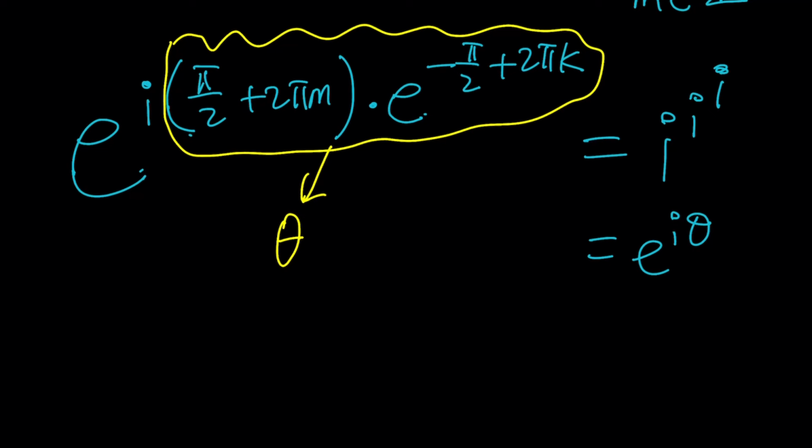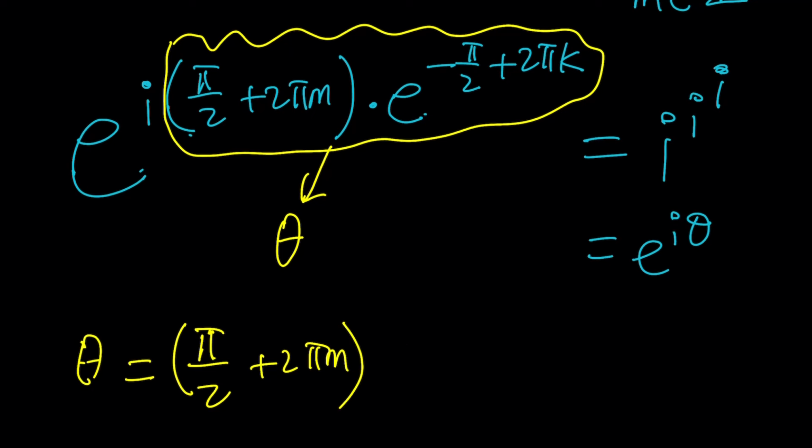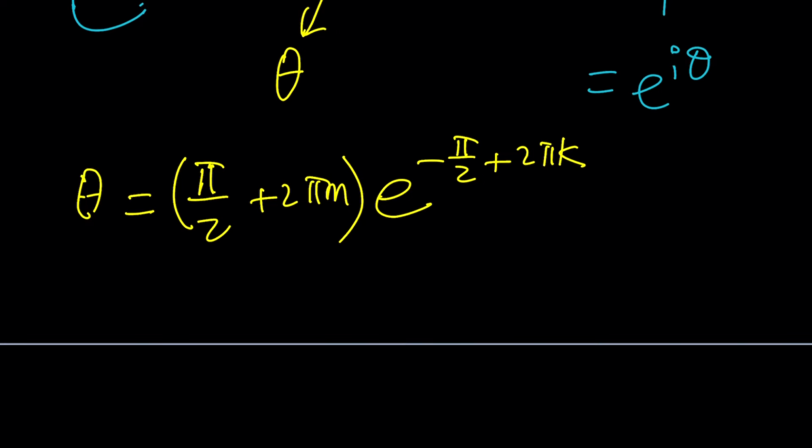And then we're going to check Wolfram Alpha and also our answer in a different form. So that's theta. So the solution to this equation is pi over 2 plus 2 pi m multiplied by e to the power negative pi over 2 plus 2 pi k. Make sense? Okay, that will be our theta. And guess what? This is real. It's kind of hard to believe, right? Really? Yes, it is real.